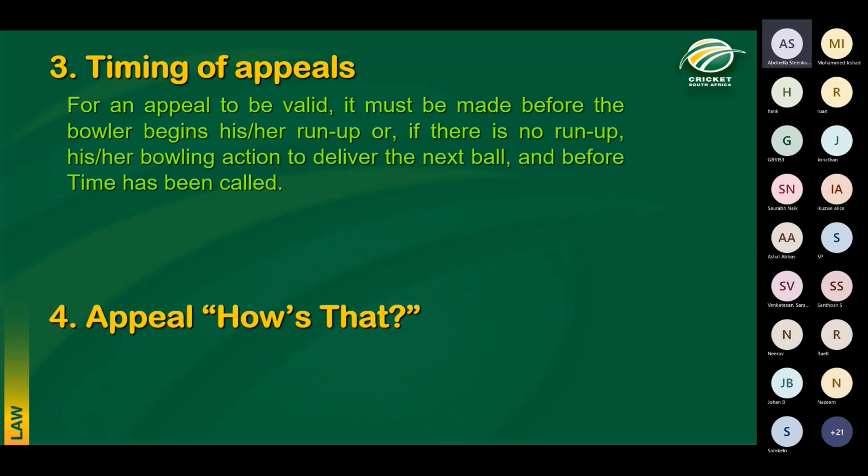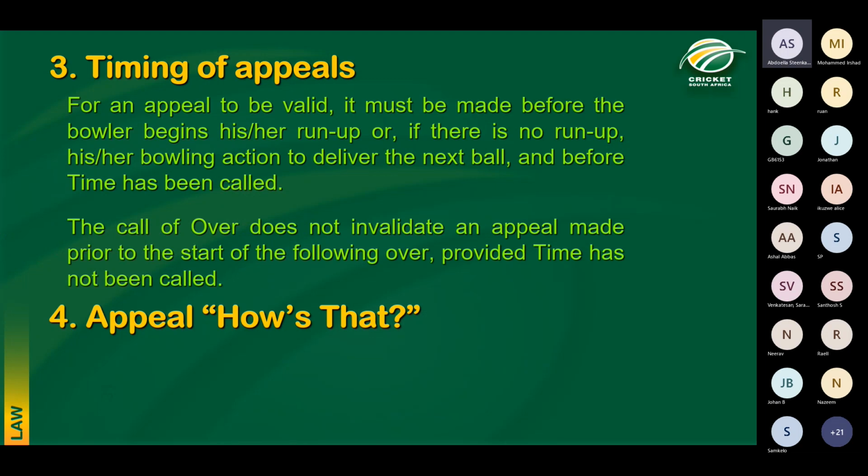Timings of the appeals. An appeal is still valid as long as it's done before the bowler delivers the next ball and before time has been called. So the important thing is before the bowler takes that first step to bowl the next ball, that appeal is still valid and time should not have been called. Also, an over does not invalidate an appeal as long as it is made before the start of the next over, before that bowler takes his or her first step, and provided time has not been called.